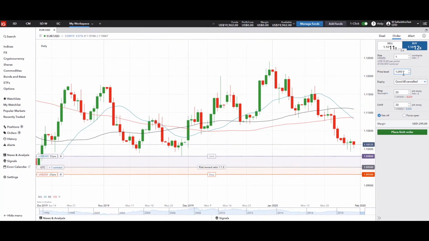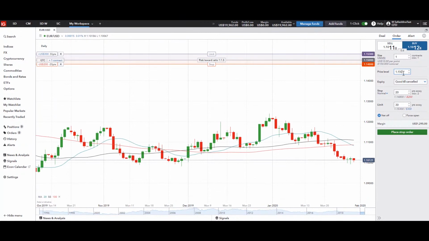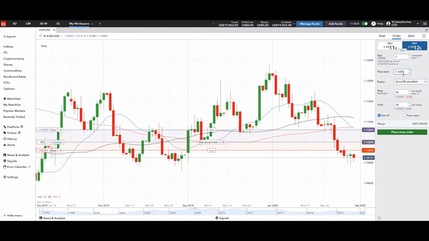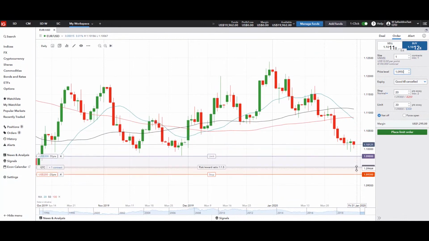So let's go back to 110.50. Now it's a stop order. So if it goes above, you could get 110.50. But again, keep in mind that if the market gaps higher, and this is especially true when you've got earnings releases for shares and stuff, when it gaps higher, you may not get that price. You will get a higher buy price.